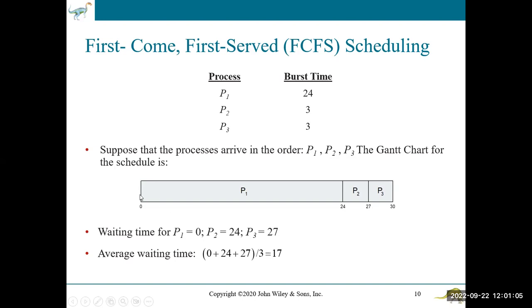So what's the burst time for P1? Well, what they're asking is how many time intervals are used, right? So in this case, 24, in this case, 3, and in this case, 3. Because we start at 24 and end at 27, and start at 27 and end at 30 for P2 and P3. Does that make sense?